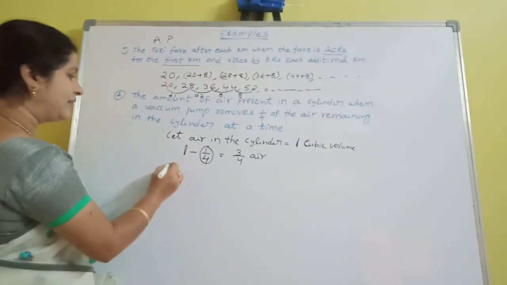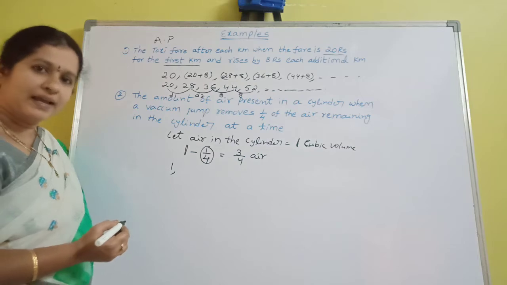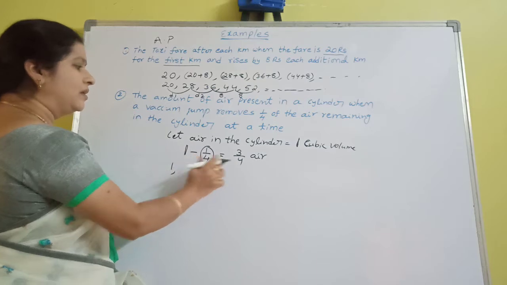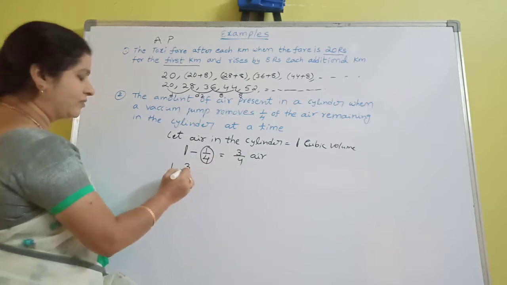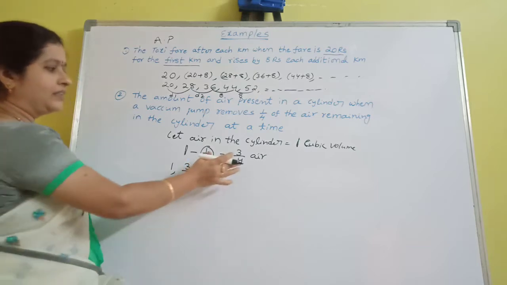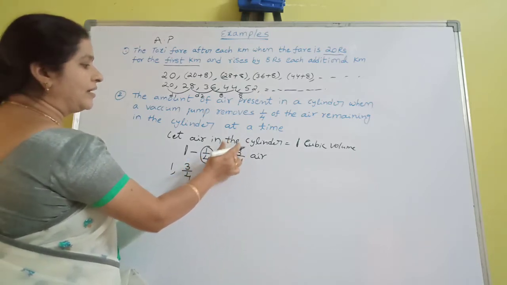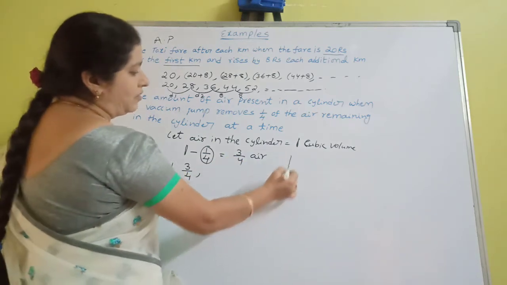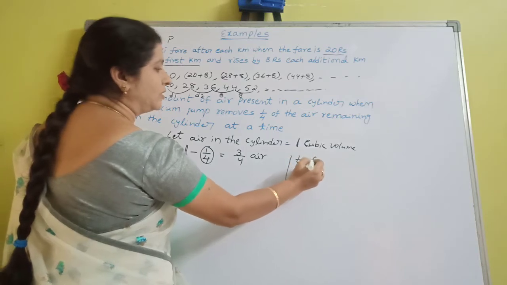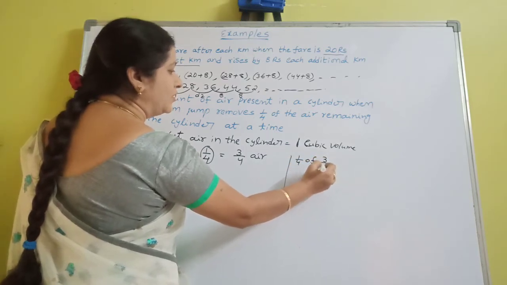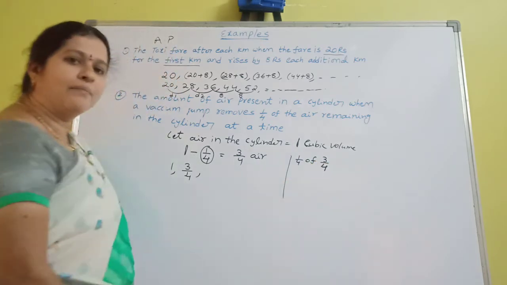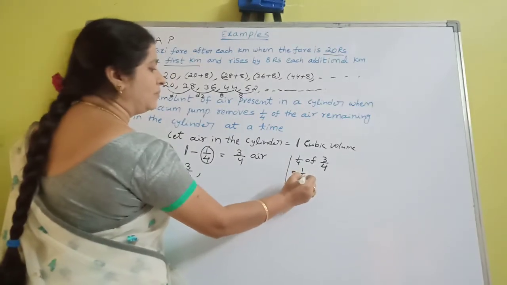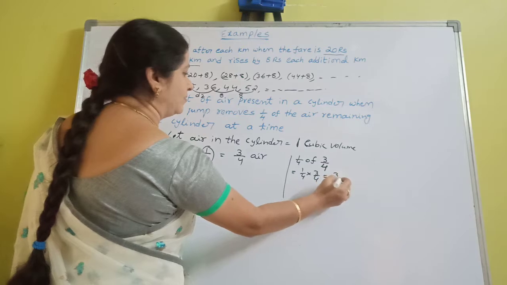So the first term here we take as 1. For the second term, if you remove 1/4 of the air from the starting volume, you get 3/4. Again, 3/4 of the air is still remaining in the cylinder. So what is 1/4 of 3/4? In each term, you should calculate 1/4 of the preceding term. So 1/4 of 3/4 is nothing but 3/16.